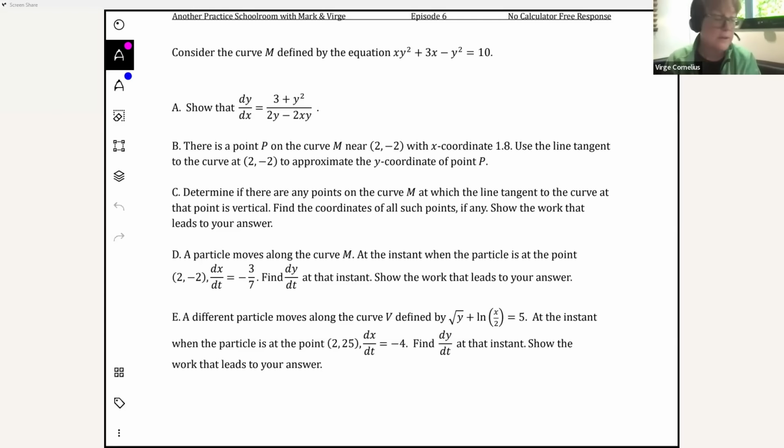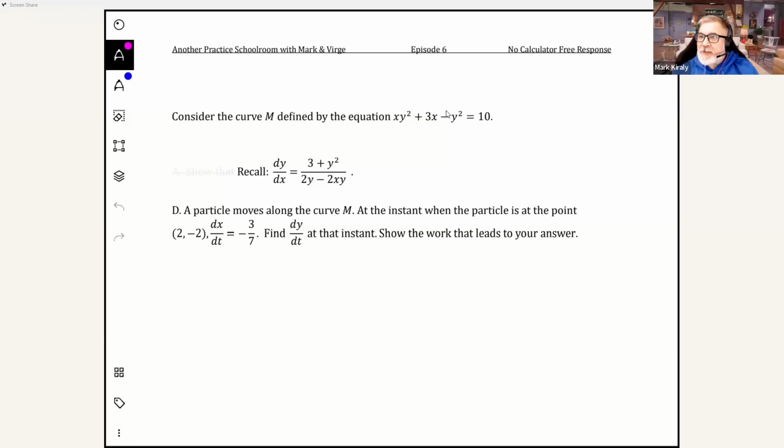Okay. And here's, of course, my copy of the original problem, but we're going to get on down to D. I brought along the stem. I didn't cut and paste like Virge did, but it's going to be useful to have this dy/dx in all these parts, so I brought part A along. It says a particle moves along the curve, but at the instant when the particle is at the point (2, -2), dx/dt is -3/7. Find dy/dt at that instant and show the work that leads to your answer.